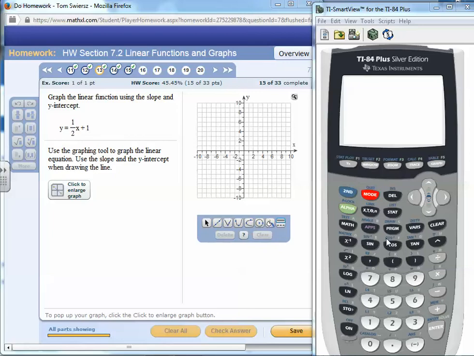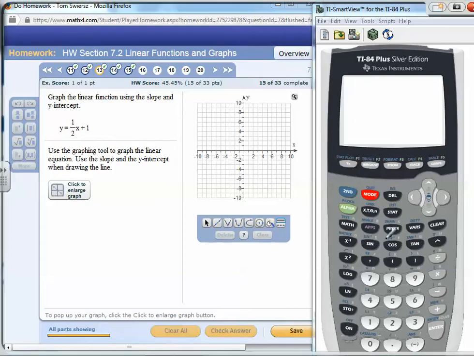Let's go ahead and work with homework exercise number 13 from section 7.2. In this problem, we need to graph the function using the slope and the y-intercept. Okay, now remember, y equals mx plus b. The coefficient of x is the slope, which in this case is 1/2, and b, whatever you're adding or subtracting, is the y-intercept. In this case, plus 1 would be a positive 1.